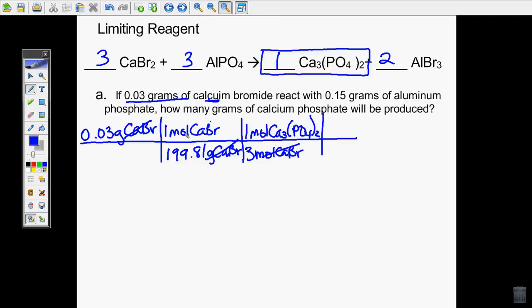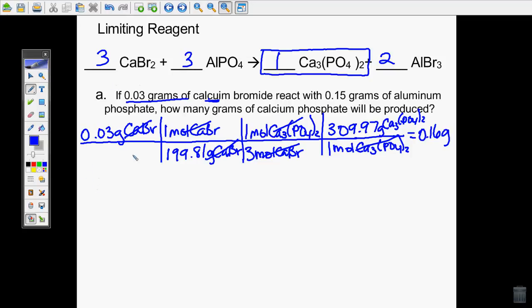Okay, so that cancels. But I want grams. How many grams can I make? So I need my molar mass, 1 mole of calcium phosphate. My molar mass is 309.97 grams of calcium phosphate. Yeesh, I ran out of room. I always do. Alright, so that cancels. Multiply across the top, divide by what you have on the bottom, and I got 0.16 grams. Okay, so that's how much I can make if I have that much calcium bromide.